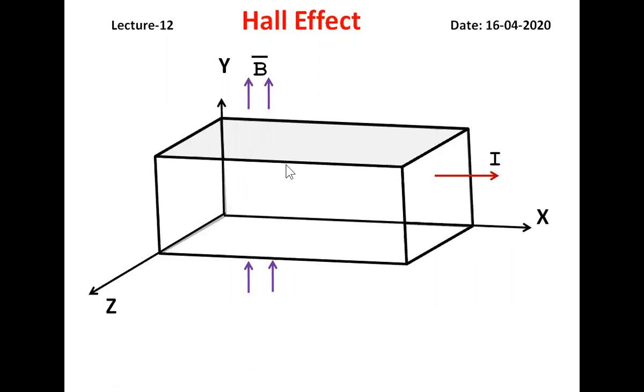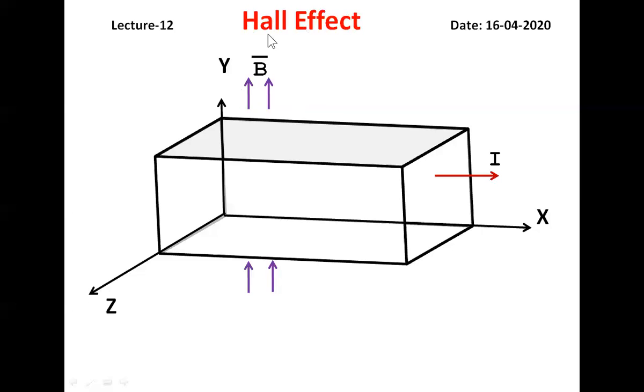Simultaneously, I am applying a magnetic field along the y-axis. That means I have applied the magnetic field perpendicular to the current flow in the semiconductor. Then what happens? We know that if a moving charged particle is placed in a magnetic field, it experiences a force called Lorentz force. In this semiconductor, electrons are moving along the negative x-axis, and the semiconductor is kept in a magnetic field, and hence it is expected that the electrons are going to experience the Lorentz force.